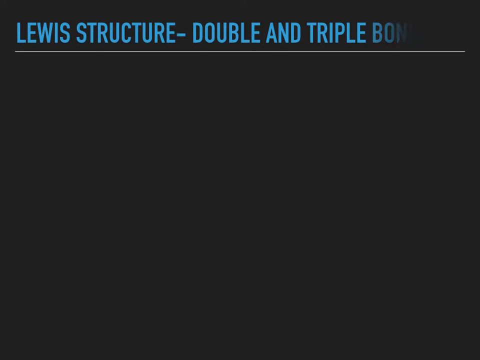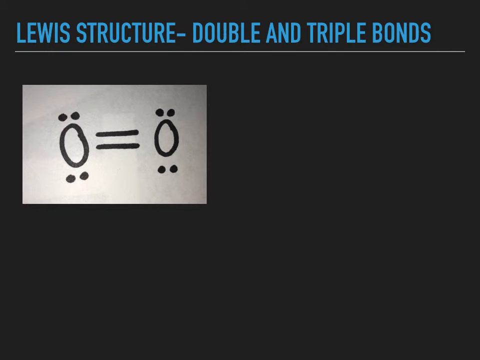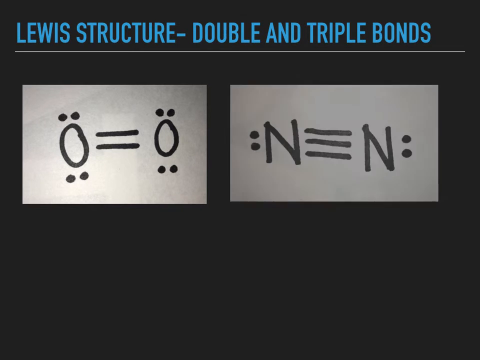Next, we have the double and triple bonds. In the diatomic molecule oxygen, we have 2 pairs of shared electrons as well as 2 pairs of unshared electrons. Oxygen forms double bonds. Then we have nitrogen, which forms a triple bond. It has 3 pairs of shared electrons and 1 pair of unshared electrons.